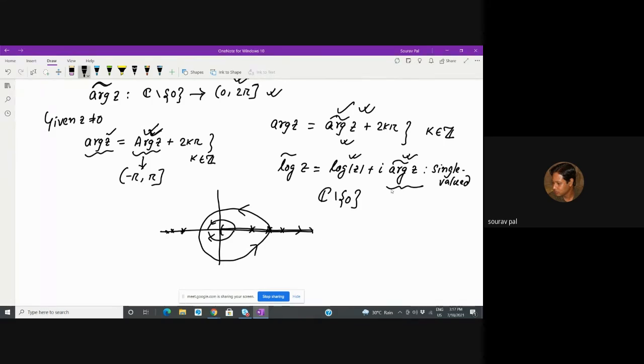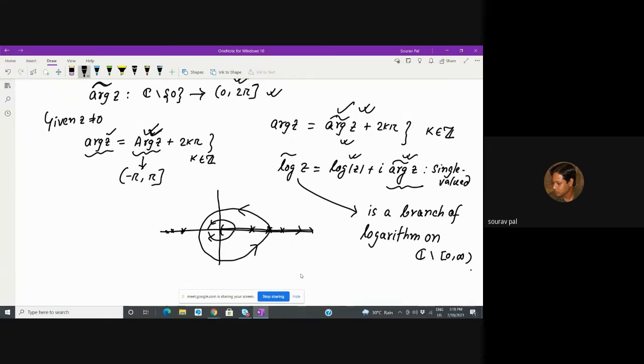Okay, so this is a branch of logarithm. So this guy is a branch of logarithm on this domain, where you are just removing this half line.